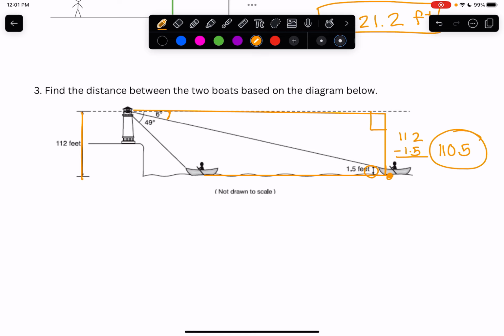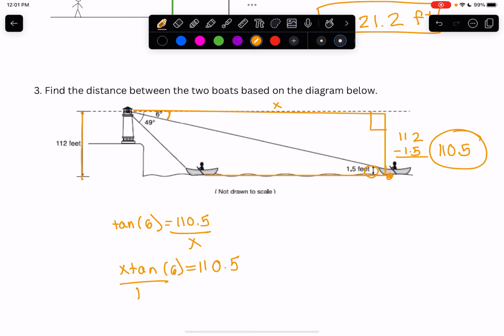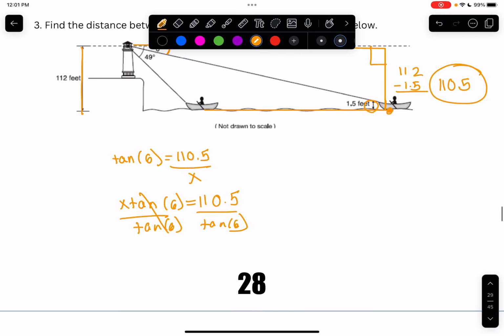So now because I'm worried about the horizontal, let me figure out this distance, my adjacent. So I have tangent of 6 is equal to 110.5 over x. Same thing we did with the previous one. You're going to have to divide 110.5 divided by tangent of 6. So we have 1,051 feet. I'm just going to round it right from my calculator.